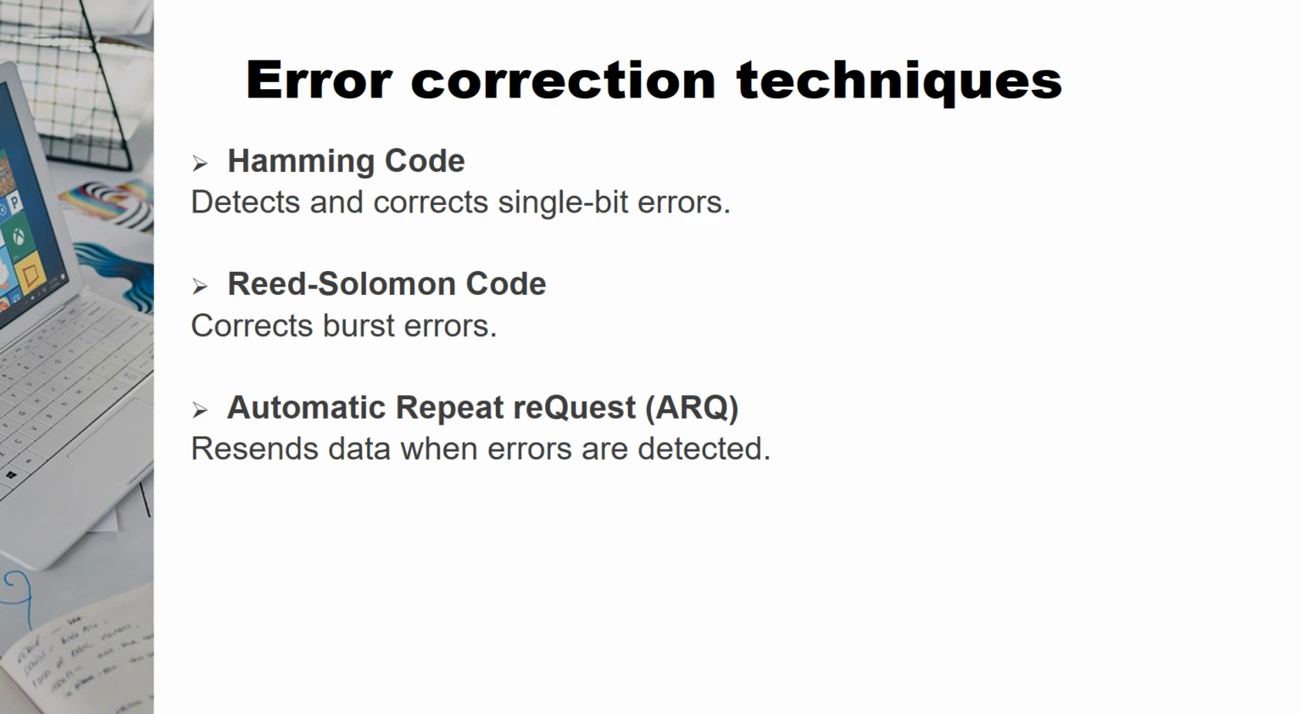Then we can talk of automatic repeat request, ARQ. It involves transmitting data blocks with error detection codes. If the receiver detects an error, it sends a request to the transmitter to retransmit the data block. So the transmitter resends data when errors are detected.